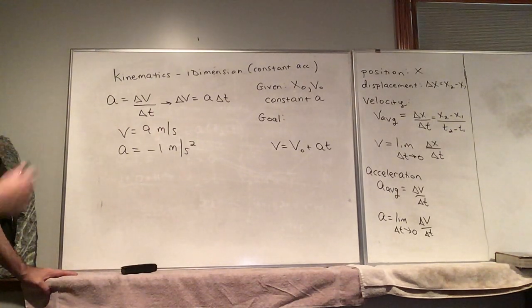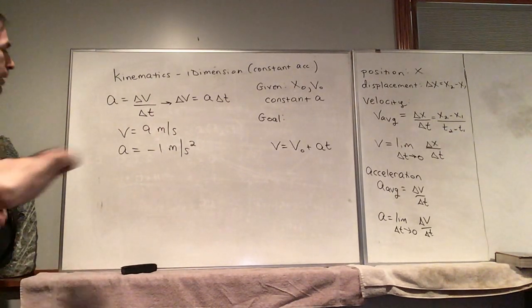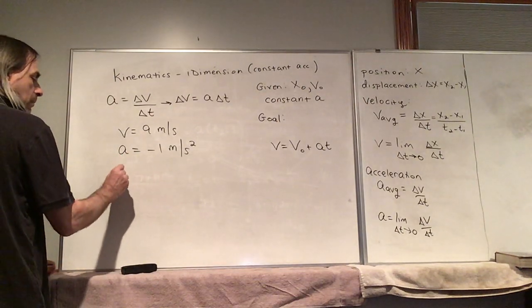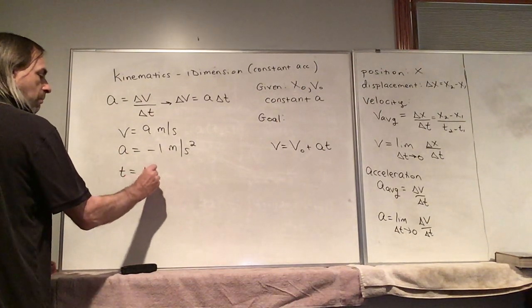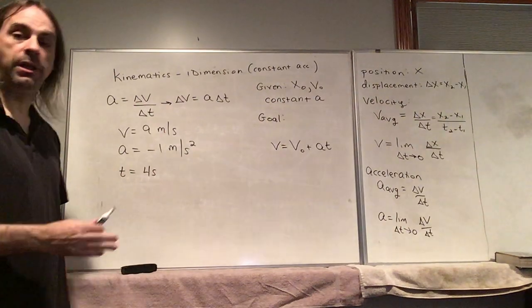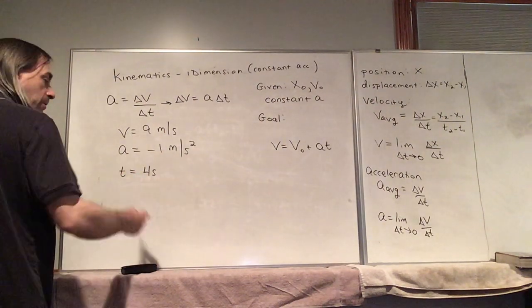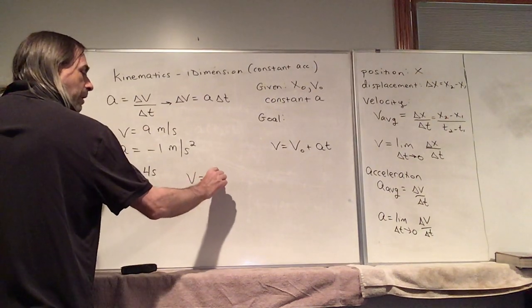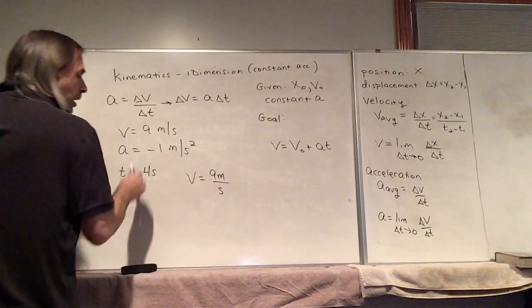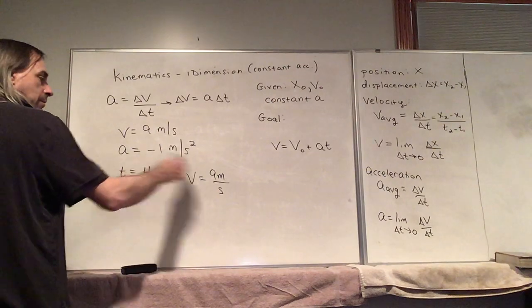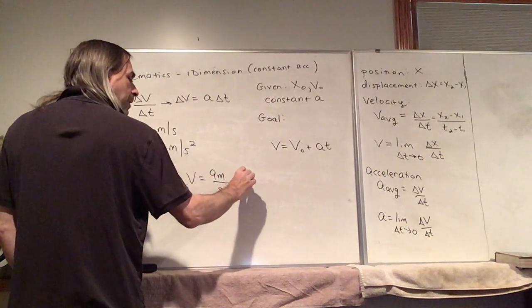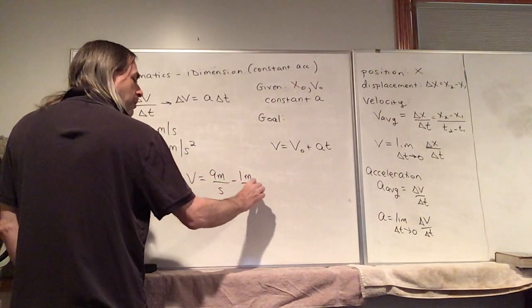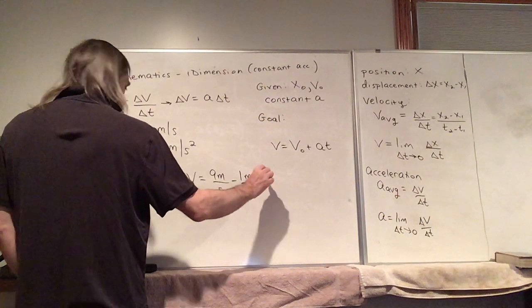And let's say we want to know how fast this object's going to be going after 4 seconds. Again, you can put anything you want in for t. Let's just look at one particular time later. So we'd have v is equal to 9 meters per second, and then plus a, but a is negative, so let's say minus 1 meter per second squared times 4 seconds.